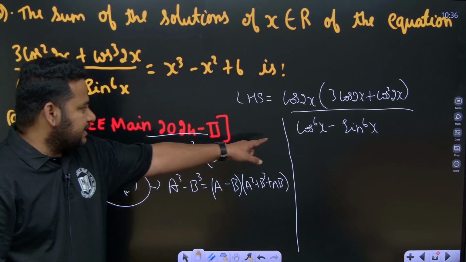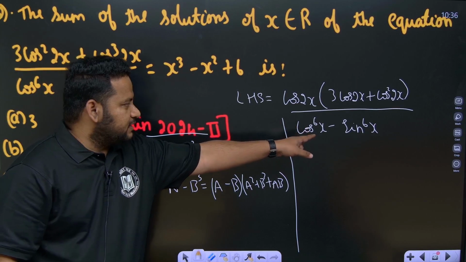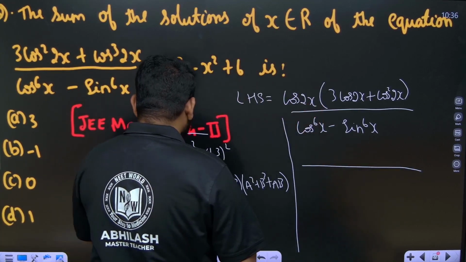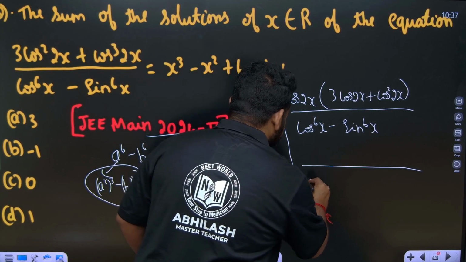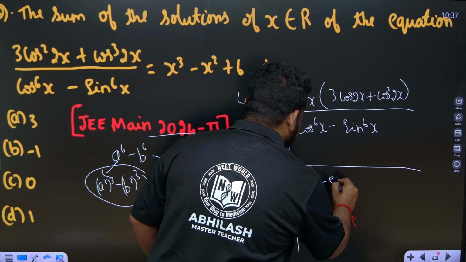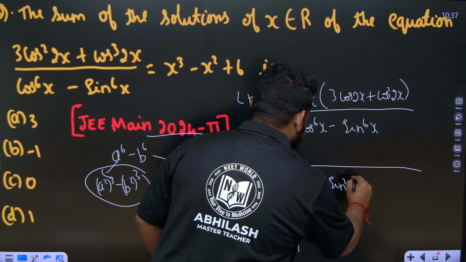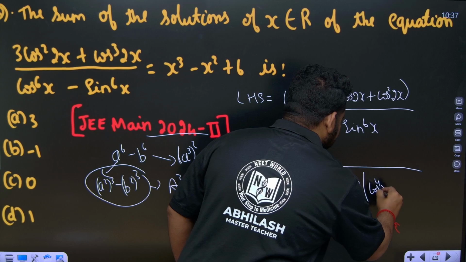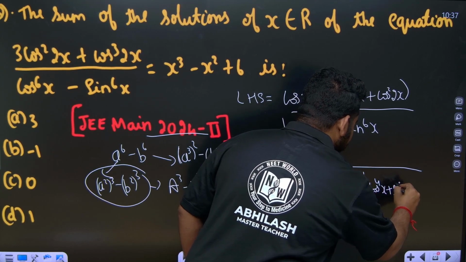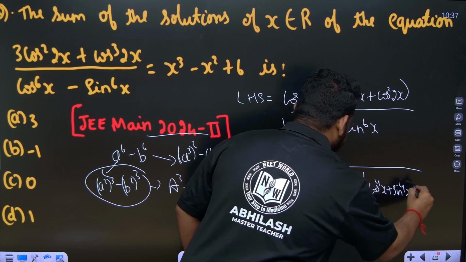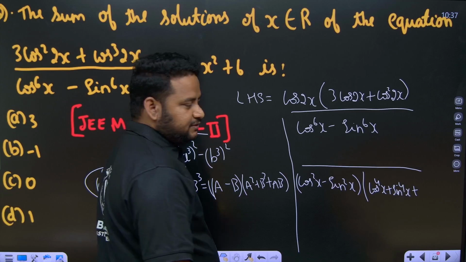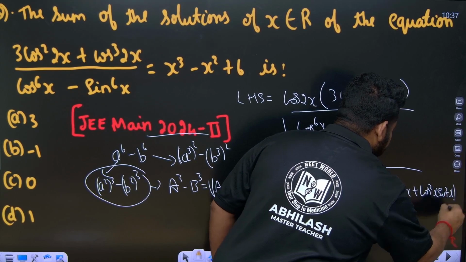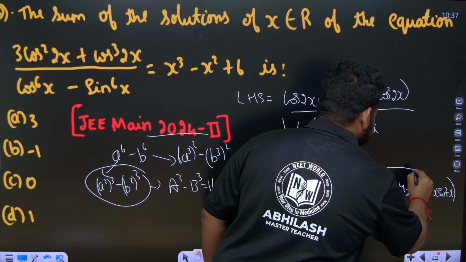So applying that, I can write this as cos square x cube minus sin square x cube. So this denominator will become a minus b, that is cos square x minus sin square x, into a square plus b square, that is cos power 4x plus sin power 4x, plus ab, that is cos square x into sin square x.